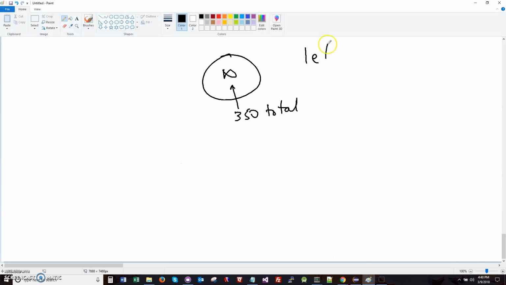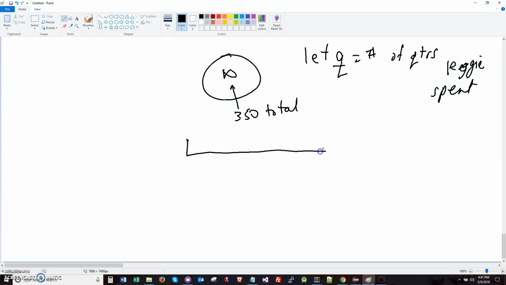But we need to find our variable so that we can get started with our bar diagram, to find the number of quarters Reggie spent at the hatchery. Alright, so let some variable be the number of quarters Reggie spent. Okay, well I'm just going to use Q, would be a good variable for quarters. So he spent some number of quarters and he ended up getting 350 total food pebbles. So it seems like 350 is going to be my top bar because that's the total number of food pebbles.